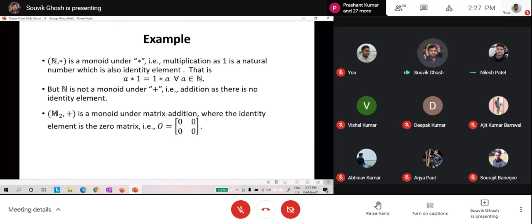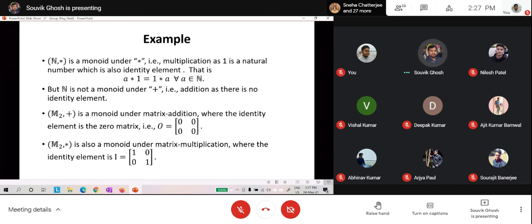So now what do we have? We have M2 plus. M2 is the set of all matrices of order 2, and we have the operation matrix addition as usual. We can check there is the identity element, that is the zero matrix of order 2. If we add this zero matrix with any matrix of order 2, we get back the matrix again. So this algebraic structure M2 plus is a monoid.